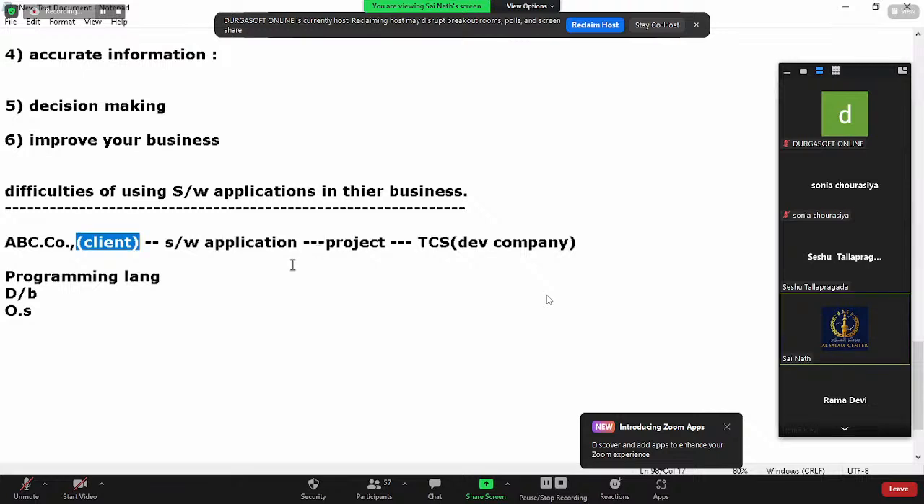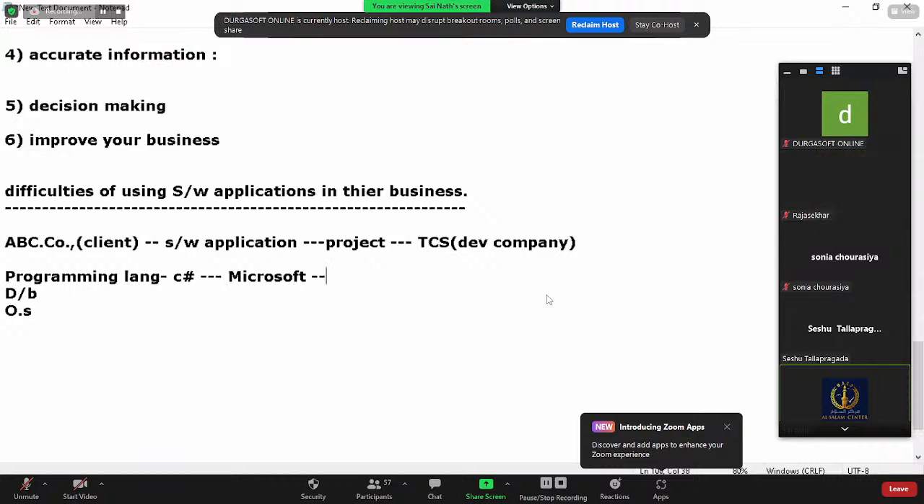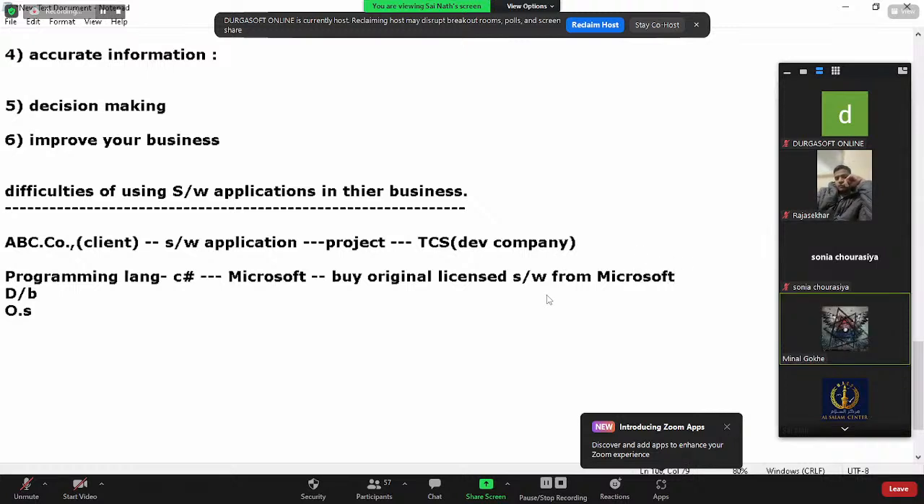In this particular example, TCS decided to develop the application using the C# programming language. C# programming language was developed by which company? Microsoft. But TCS should not use any kind of pirated software. Yes or no? Yes. Duplicate software. TCS has to buy original licensed software from which company? Microsoft. They need to invest something near about 5 lakhs.